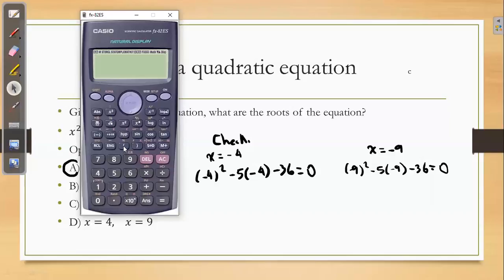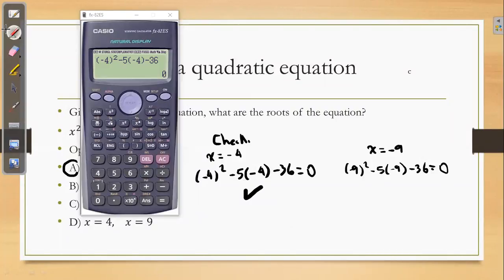So I'm going to have -4 to the second power minus 5 times -4 minus 36. If it gives me 0, it means that -4 is one of the solutions. Oh, sorry, here's a mistake. Here's minus 36. And it gives me 0. Wow, it is one of the solutions, right? It gives me 0. Yes, thank you, sir. I repaired that. Okay, I think this one worked.